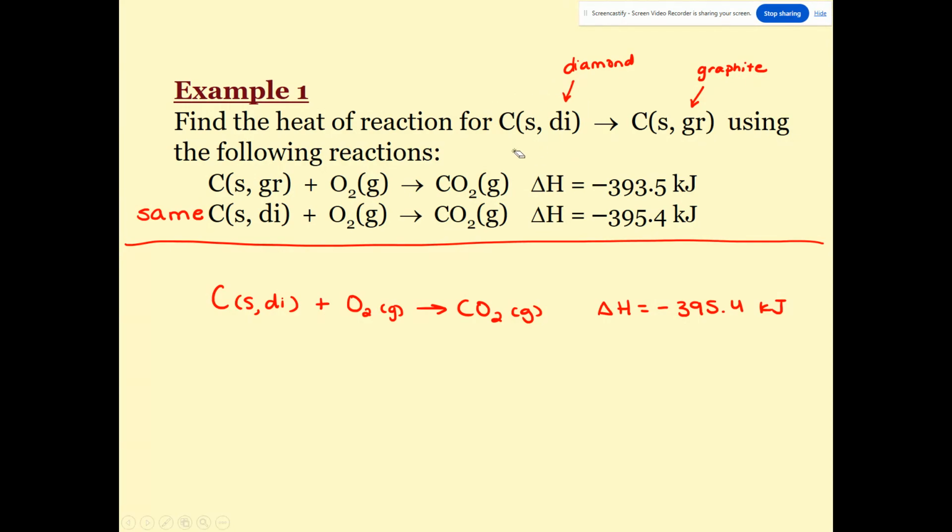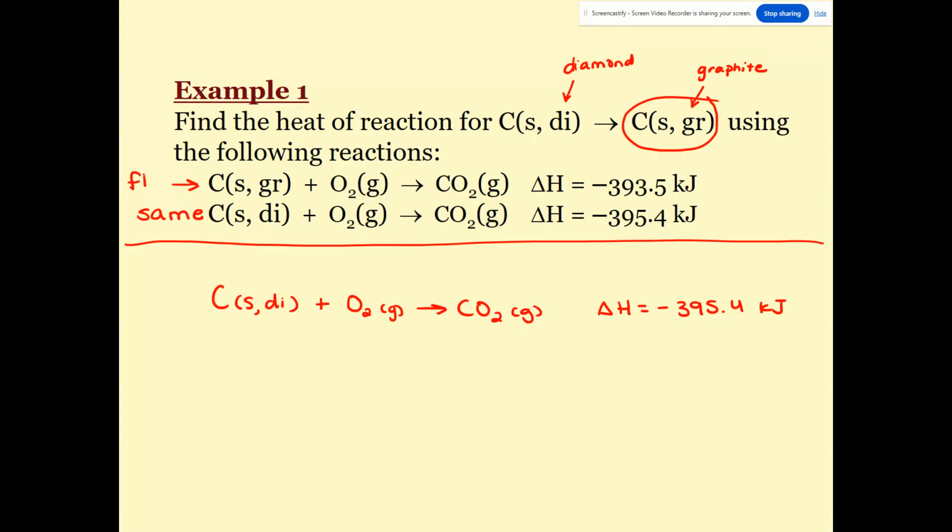Now I need to find a reaction that has carbon solid graphite and make sure it matches the number of moles and the location. So this equation does have 1 mole of carbon solid graphite, but it's on the reactant side.